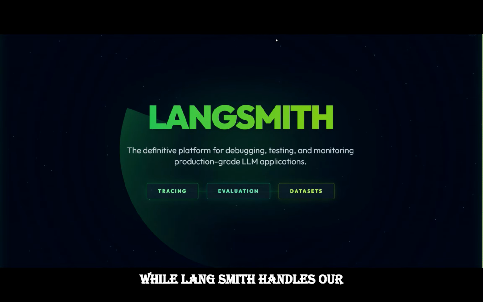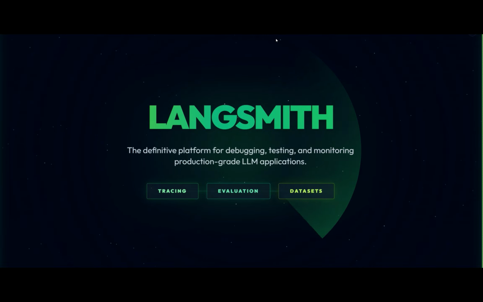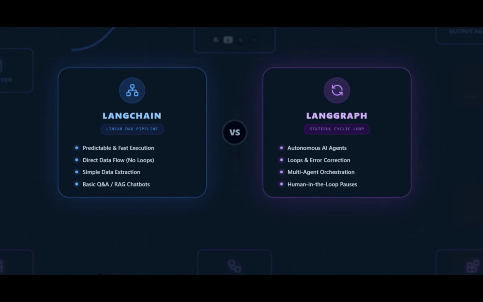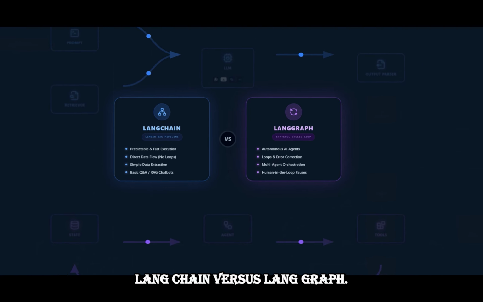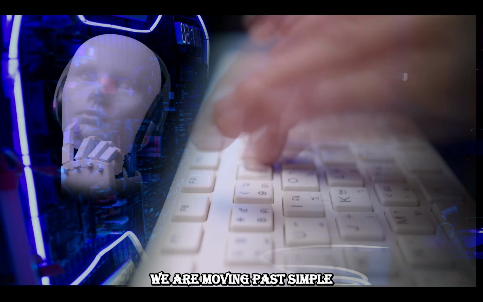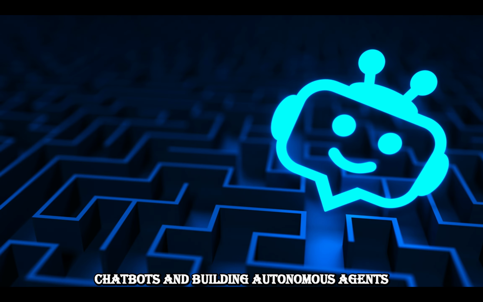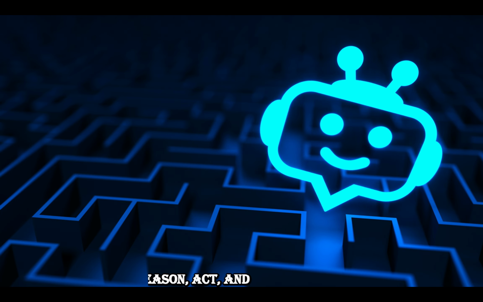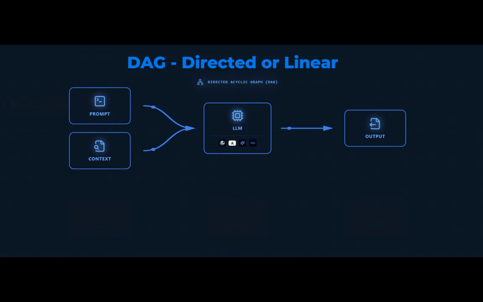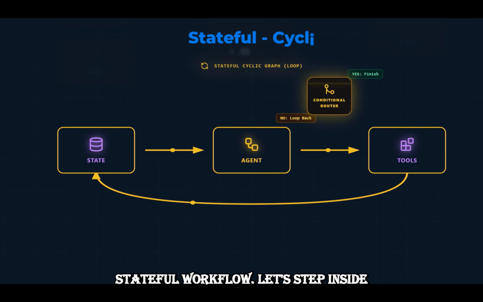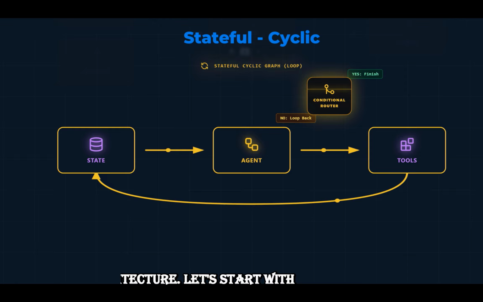While LangSmith handles our tracing and debugging in the background, today we are focusing on the ultimate architectural decision you have to make: LangChain versus LangGraph. We are moving past simple chatbots and building autonomous agents that can reason, act, and correct themselves. To do this, you have to understand when to use a linear pipeline and when to use a cyclic, stateful workflow. Let's step inside the architecture.